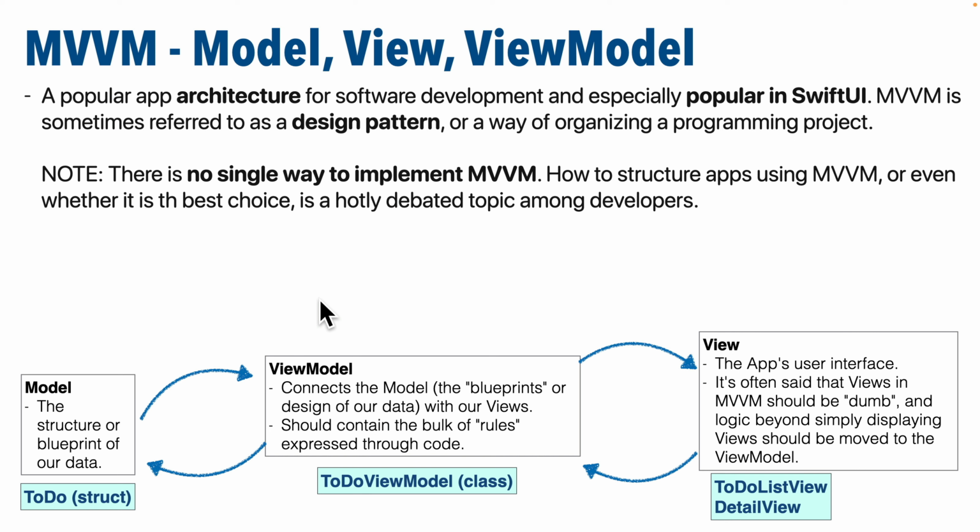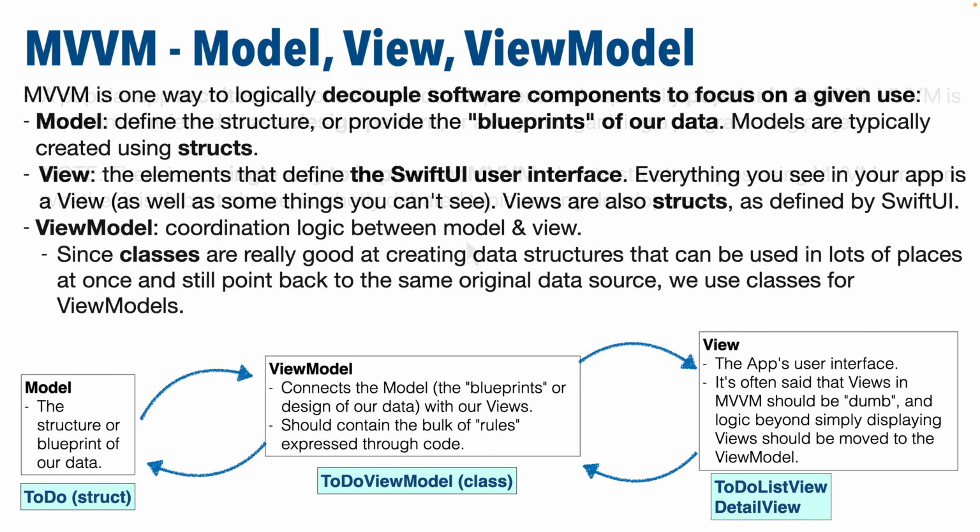Also, even within MVVM, there is no clear way to implement this approach. There's a lot of debate online, but since MVVM is so popular in SwiftUI, this is a good place to start. So I'm going to offer what I hope is a gentle introduction appropriate for our current state in our SwiftUI journey. Now, MVVM is a way to decouple software components so that they each focus on a given use.